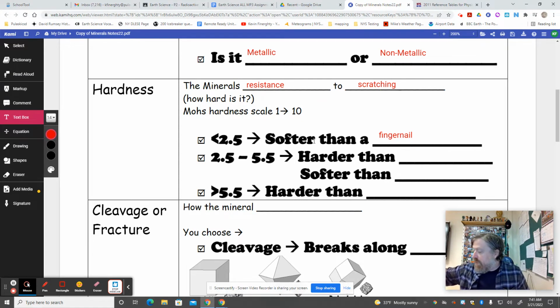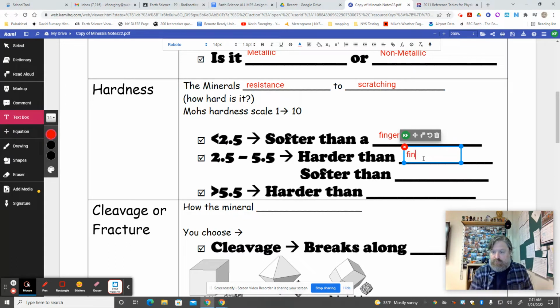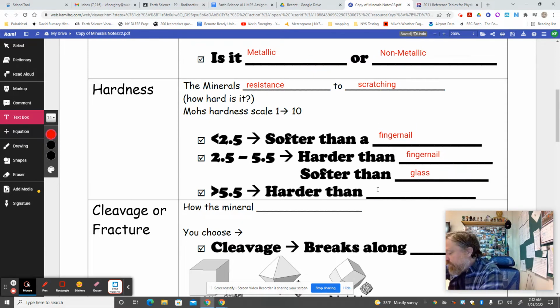Or you grab one and you can't scratch it, nothing happens. Then you're going to say it's harder than my fingernail. And then the other tool you need, besides your own fingernail, is a piece of glass, and I'll have those in the supply box. So you'll take the mineral and try to scratch the glass, and nothing happens. So this mineral is softer than glass. Or you take it and it does scratch it.